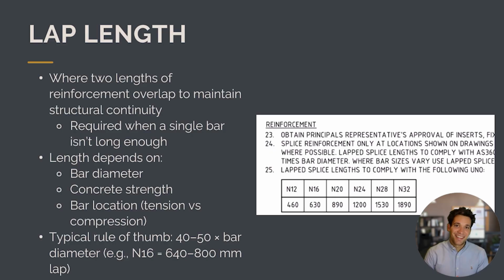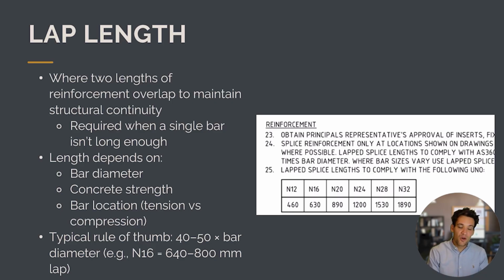The next term you need to understand is the lap length. This is where two lengths of reinforcement overlap. Remember, the bars come in prefabricated sizes, maybe 6 meters or 3 meters, and the slab or the structure might be longer than that. For example, if you have a 9 meter slab and you've got 6 meter bars, you'll need 1.5 bars. The lap length is the distance you have to leave overlapping the two bars when you install them.